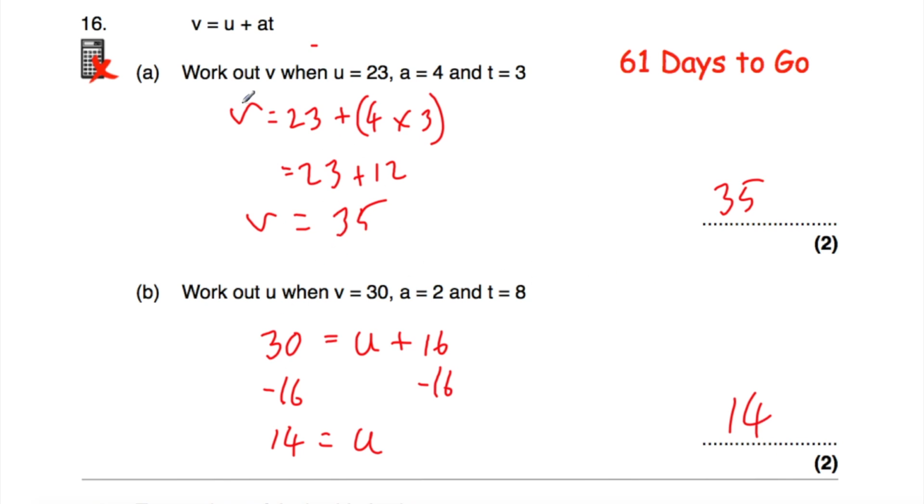And just to recap that, what we knew was we knew the answer was equal to 30. We know that AT is equal to 16, so we've got 30 equals U plus 16. We then just solve that equation, taking away 16 from both sides, and we've got U is equal to 14.